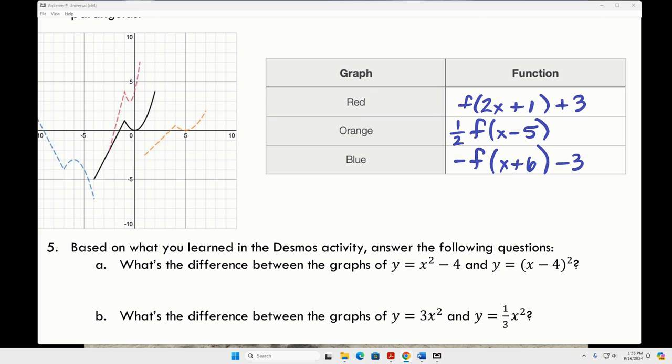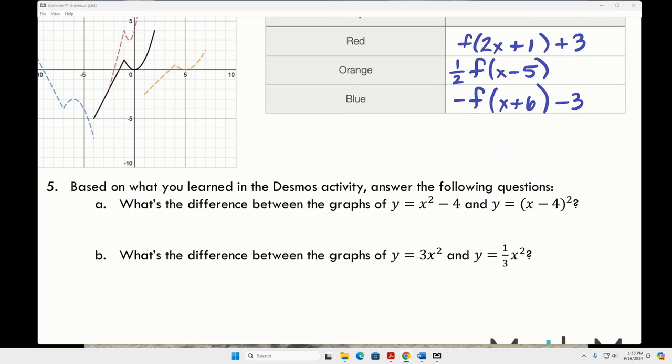All right. So based on what you learned in this Desmos activity, if we took the original parent function, which is y equals x squared, what's going to be the difference between subtracting 4 on the outside and subtracting 4 on the inside? What is subtracting 4 on the outside going to do? Down. What about subtracting 4 on the inside? It's going to be right.